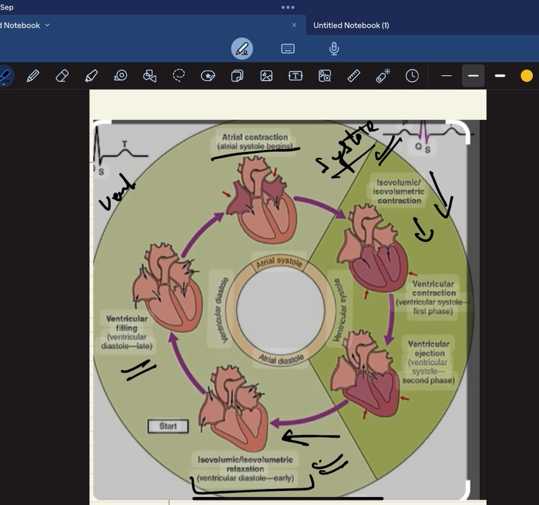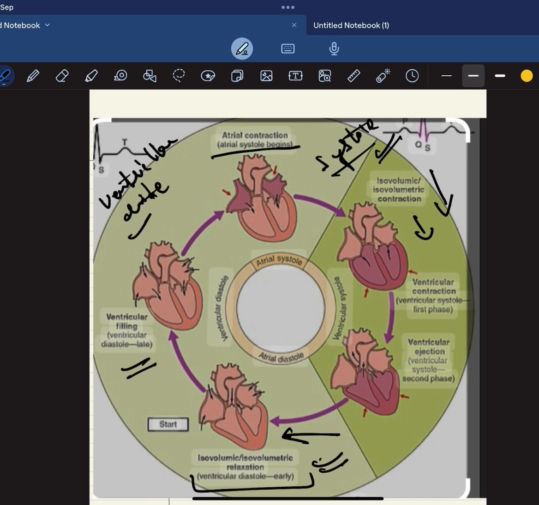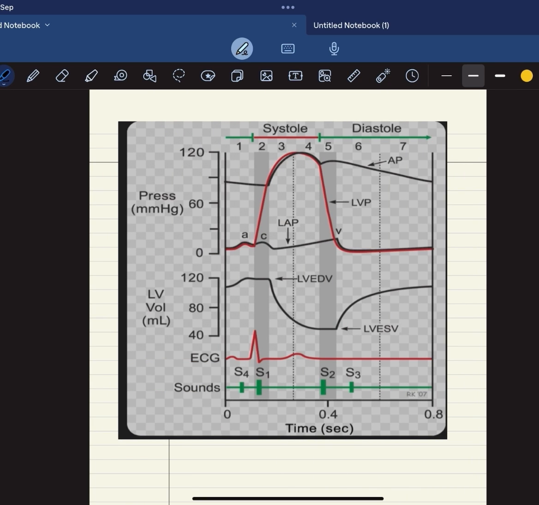When the ventricular diastole takes place, it means that the ventricle is getting filled with blood from the atrium. And for the last remaining blood, the atria contract and give force and pressure so that the remaining volume is ejected to the ventricle. Okay, so this is the cardiac cycle basically.